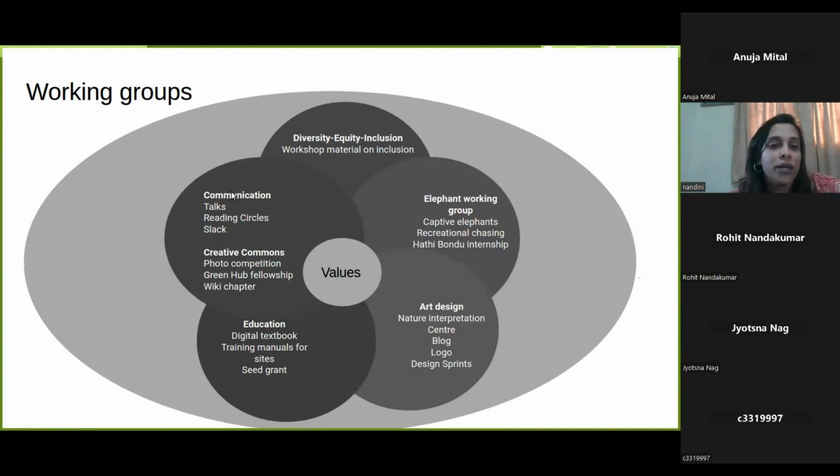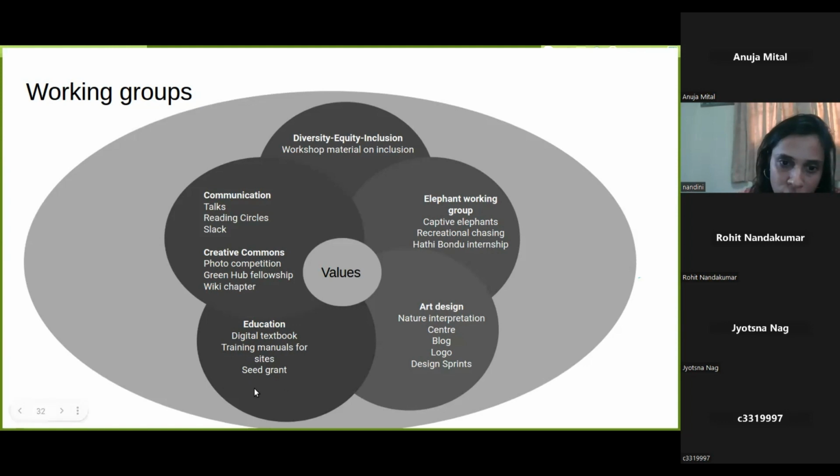So like the communication working group today has put together this talk for us. It's also planning to get us all together on Slack, form reading circles. There's another Creative Commons working group that is planning to put together a photo competition and have Creative Commons classes for the Green Hub Fellows, maybe also end up having a wiki chapter where we can populate Wikipedia articles with just flora, fauna of Northeast India. So there's a Creative Commons working group that has come together with Josna, Chandan, and Jolie leading it.